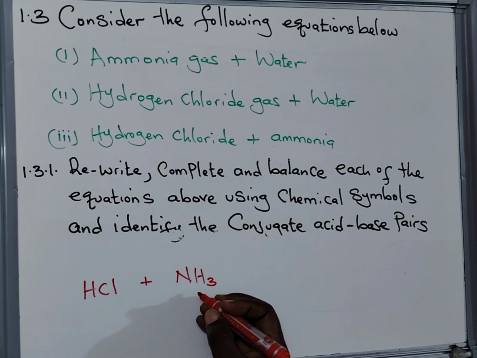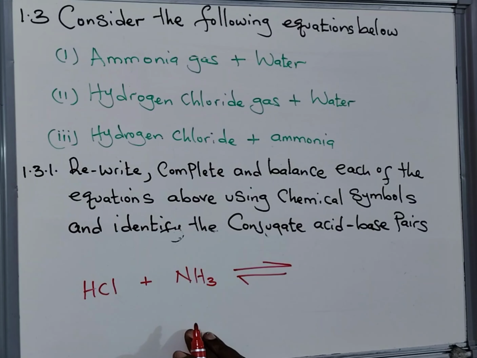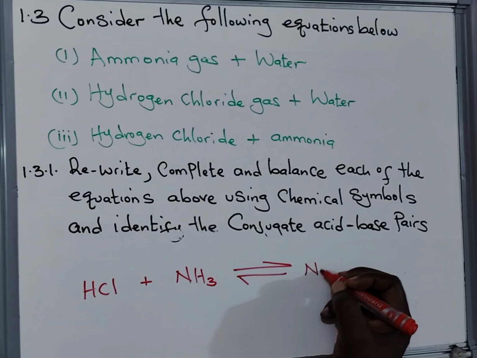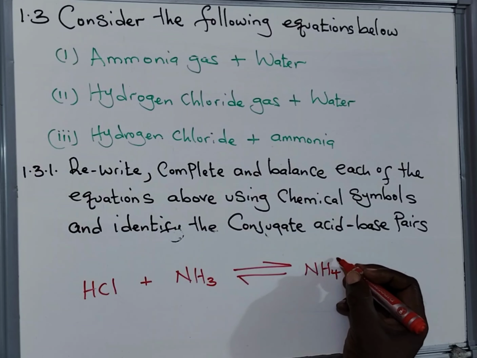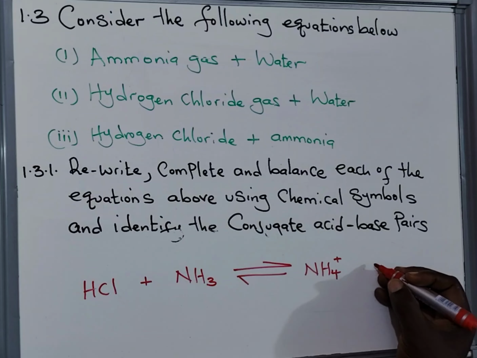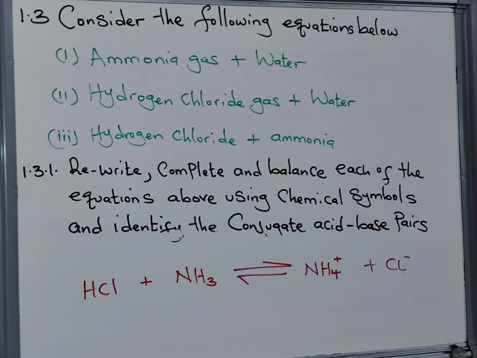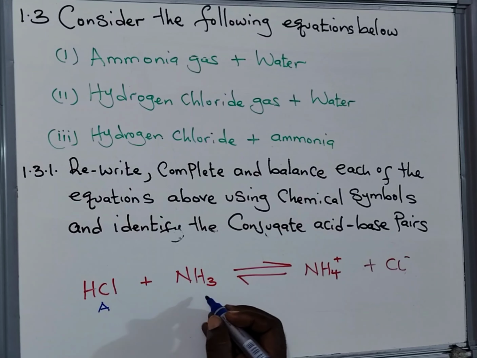So when ammonia gains a proton, what happens? It becomes NH4+. It was neutral, so it becomes positively charged. And when the acid donates a proton, what remains behind are the chloride ions. Now, like I said before, this one is the acid which donated a proton to this base.